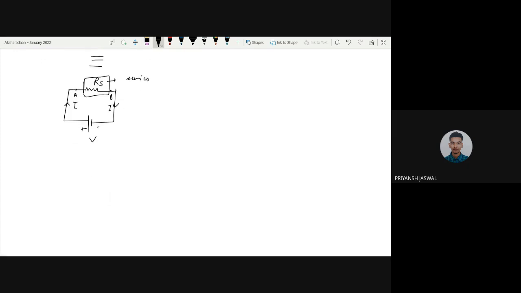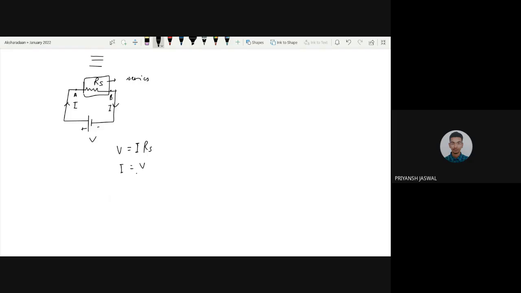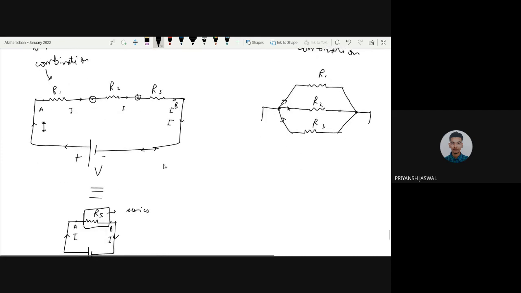So in this one, we can simply apply Ohm's law. V is equal to I RS, and I equals V by RS. So the current will be voltage upon the total resistance.